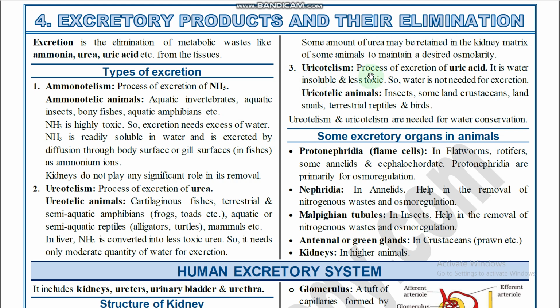In uricotelism, uric acid is water insoluble and very less toxic. Ammonia is highly toxic, urea is moderate, and uric acid is very less toxic, and no water is needed for its excretion. Examples of uricotelic organisms: insects, some land crustaceans and land snails, and terrestrial reptiles and birds. Ureotelism and uricotelism are needed for water conservation, right.